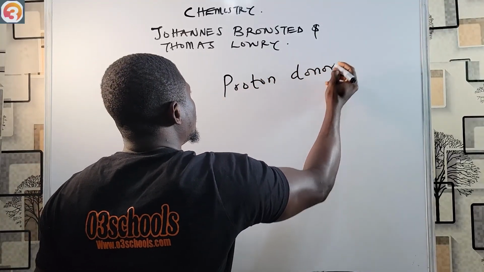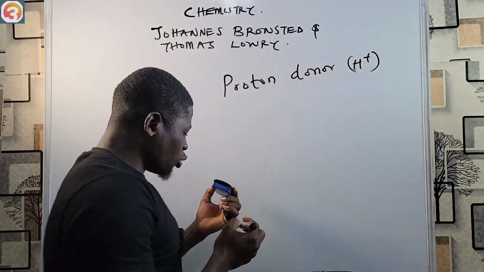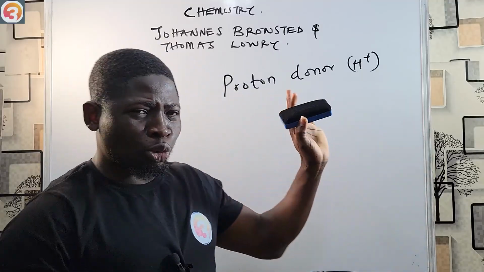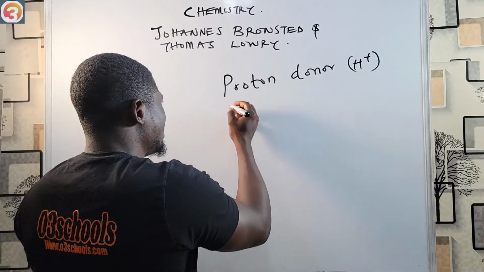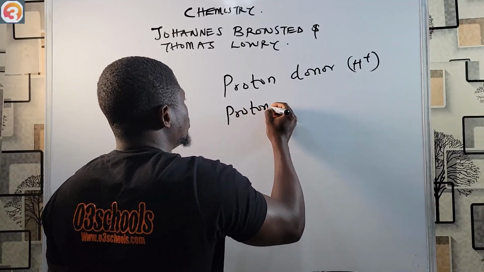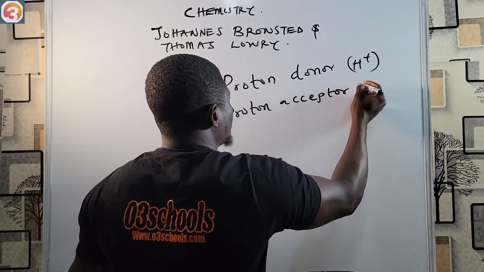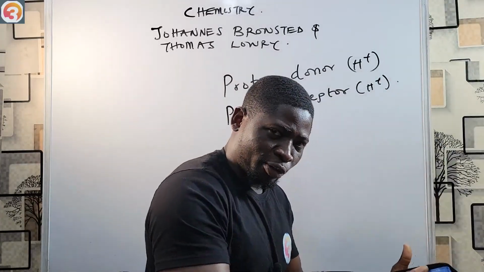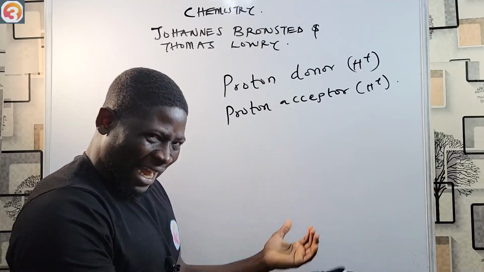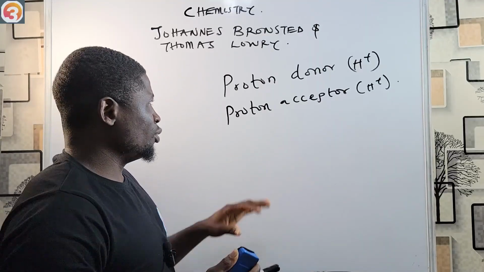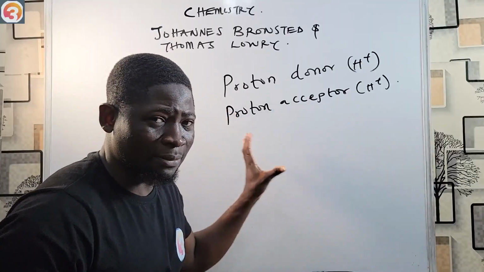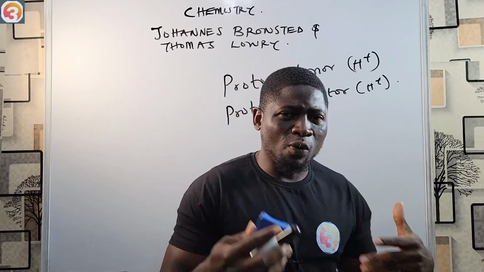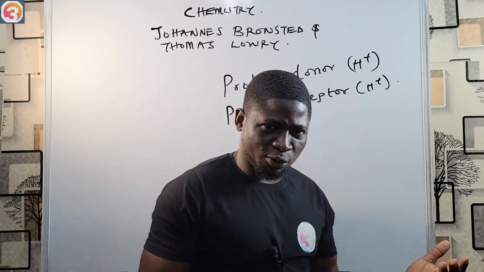Proton donor. That is what? Proton, H positive donor, right? So they define an acid as a proton donor, while they define a base as a proton acceptor. So they say an acid will donate a proton, while a base will accept a proton, right? So this is the definition of Johannes Bronsted and Thomas Lowry. An acid is a proton donor, while a base is a proton acceptor.